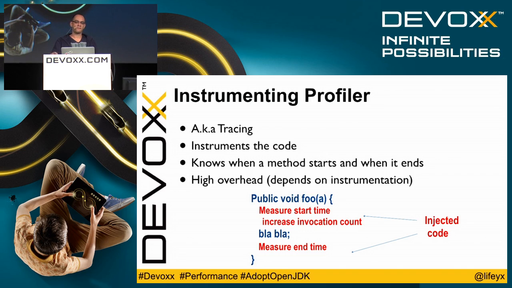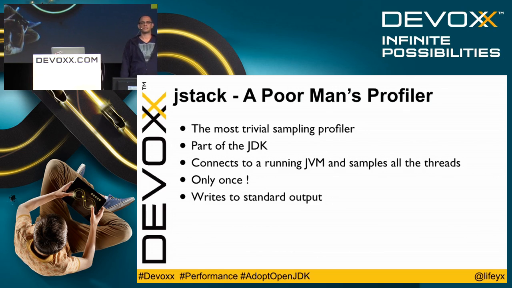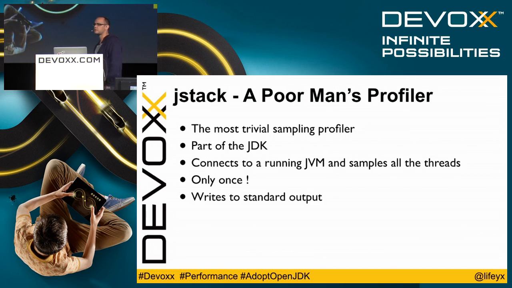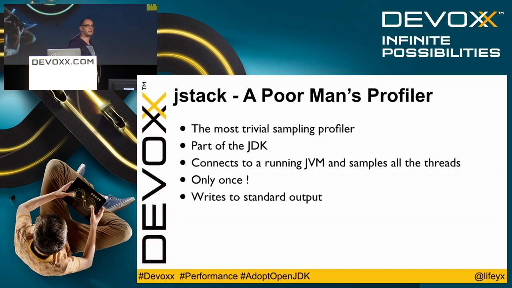And one of the most common profilers for Java processes is called Jstack. Actually, it's not a profiler, it just takes a thread dump of all the threads of your process. But the fact that it is able to do it in most cases, and it's very available, it's part of the JDK, makes it in some manner a poor man's profiler.